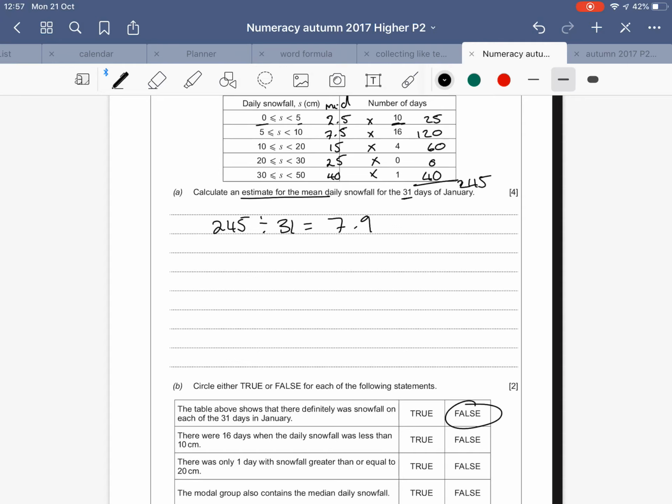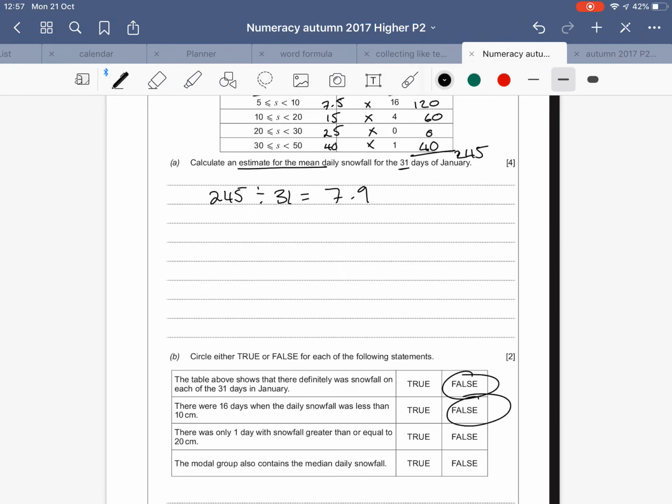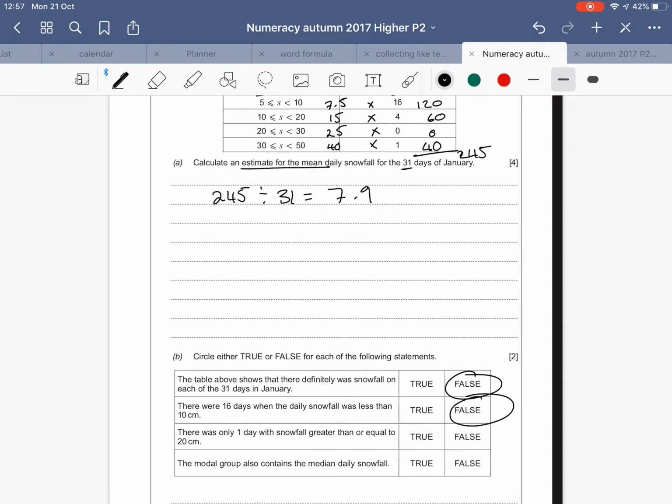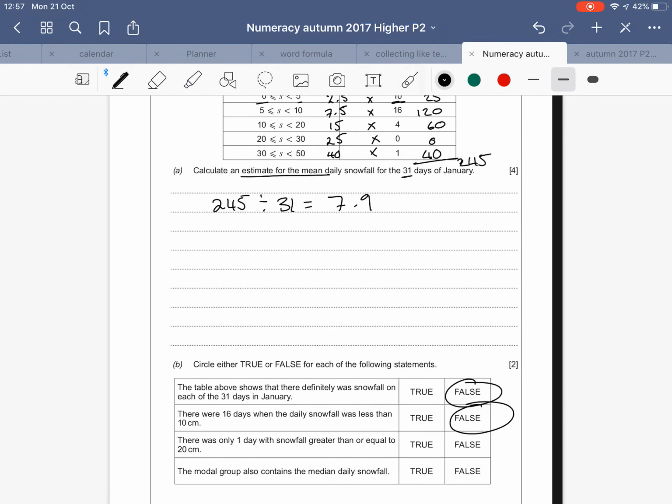There were 16 days when the daily snowfall was less than 10 centimetres. So less than 10 are both of these columns. So that's 16 and 10. So that is also false. That's 26, not 16. There was only one day with snowfall greater than or equal to 20. So these two columns should add up to 1. Yes, they do.